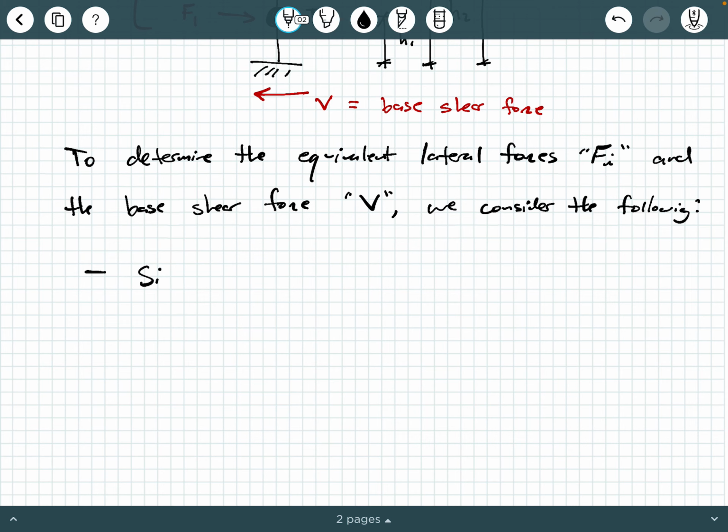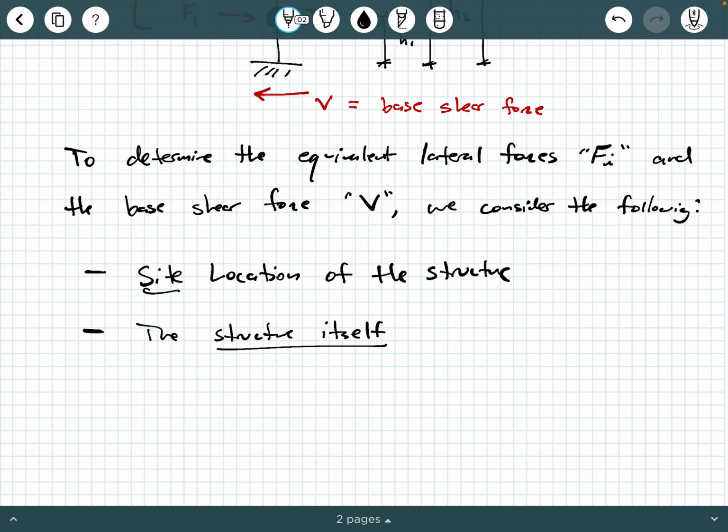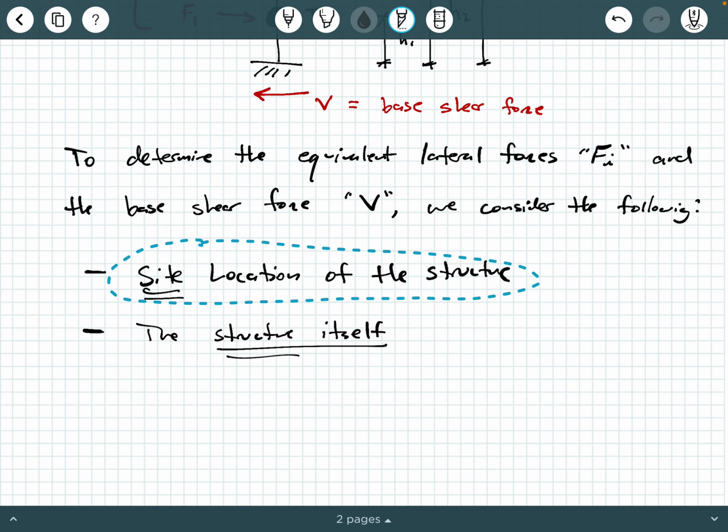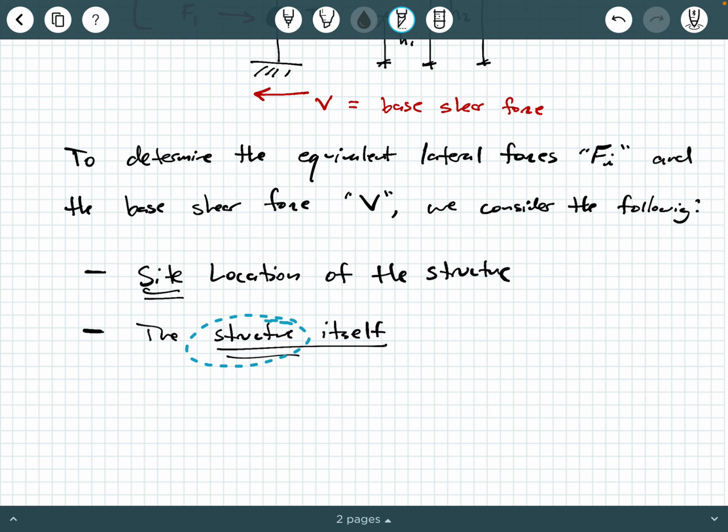We consider the site location of the structure, and then we also consider the structure itself. So we need to consider attributes of the site location that the structure is on. Additionally, we have to consider attributes of the structure itself. And I'm going to make follow-up videos where we talk about each one of these points. So this will conclude this introductory video.